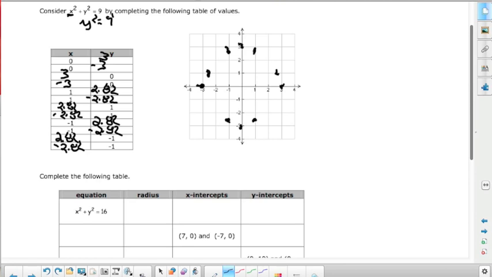So hopefully we're starting to see a little connection there between our x values and our y values. But more importantly, as we're plotting this, negative 1, so we get 2.82 here, negative 2.82, what are you starting to see?